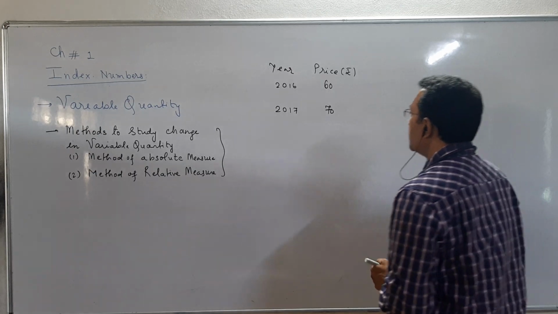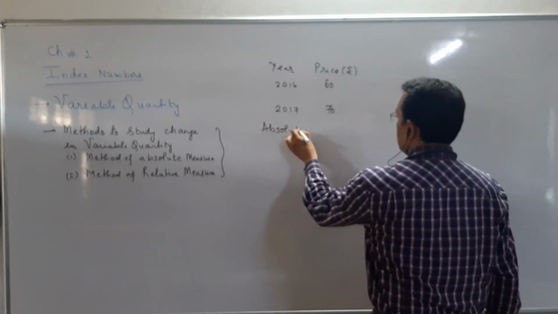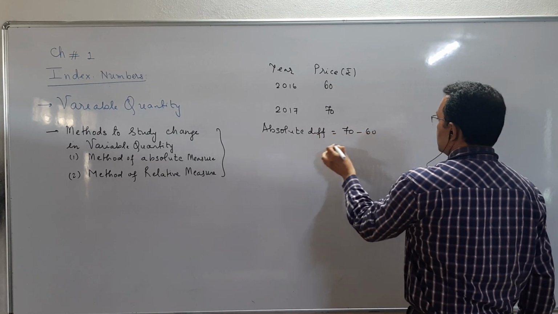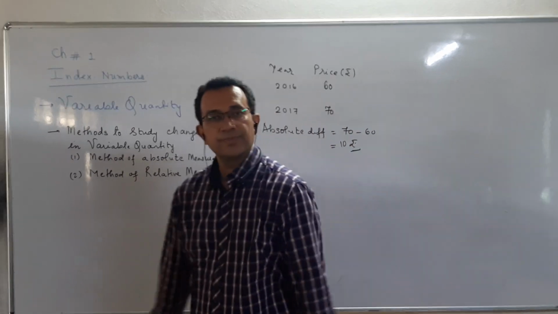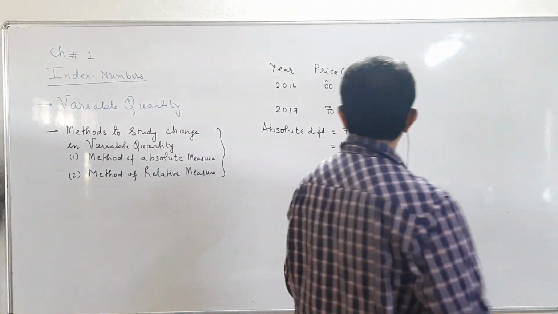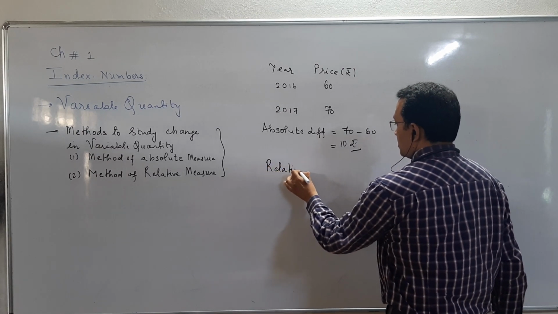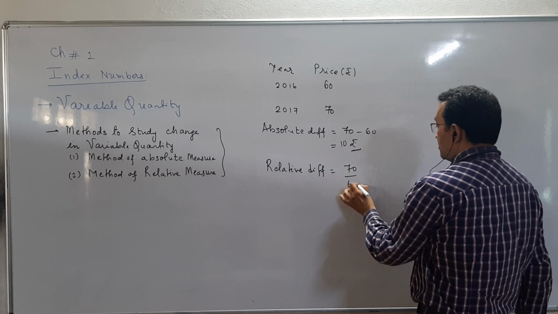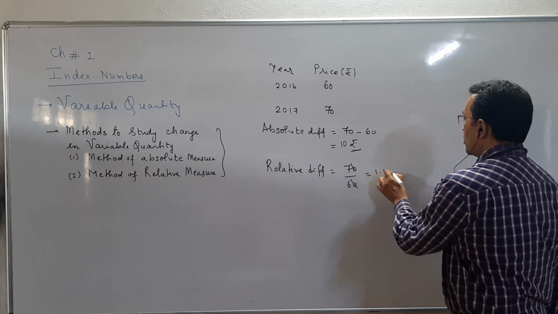So what is the absolute difference? ₹70 minus 60 rupees, and that is 10 rupees. Correct. Now, what is the relative difference? Students, relative difference is 70 divided by 60. So it is 7 by 6, cancelling 0 and 0, which is 1.1 something.